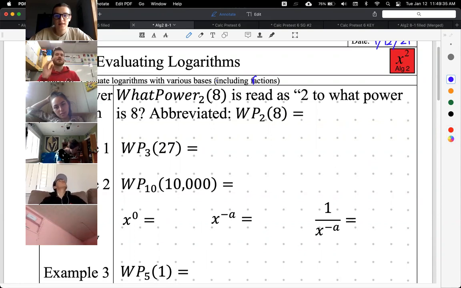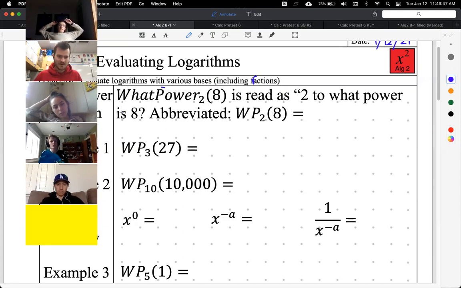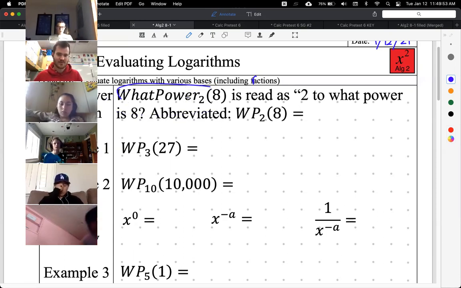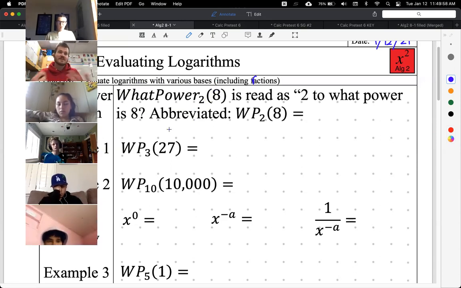Okay, so what power function? It's a brand new function that I'm teaching you, semi-related to logarithms. Don't think of this hard word logarithm. Think of the what power function. So I'm going to read this statement right here. It's not what power to 8. It's 2 to what power is 8. That's how I read this thing. 2 to what power will give me 8. That's what this function is.